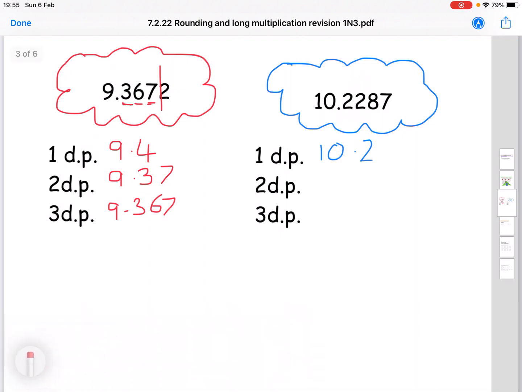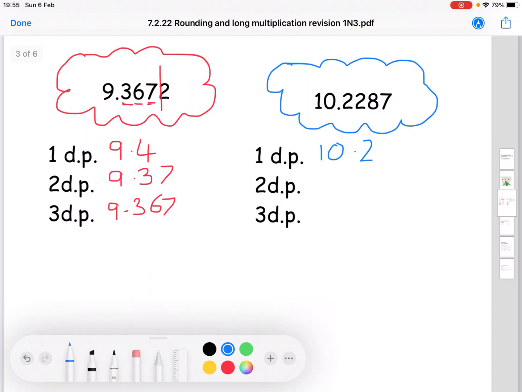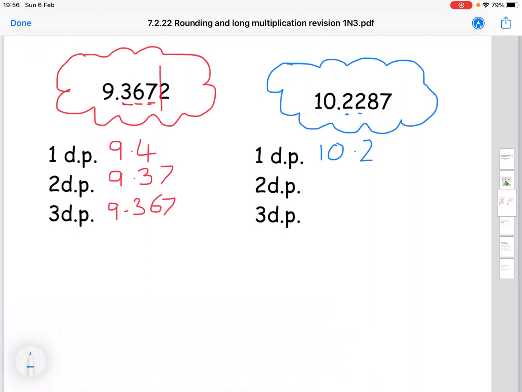Same again for 2 decimal places. So 2 numbers after the decimal point is both of the 2's, so 1, 2. The next number is an 8. So the previous number will go up by 1 because that's bigger than a 5. So we're going to get 10.23.